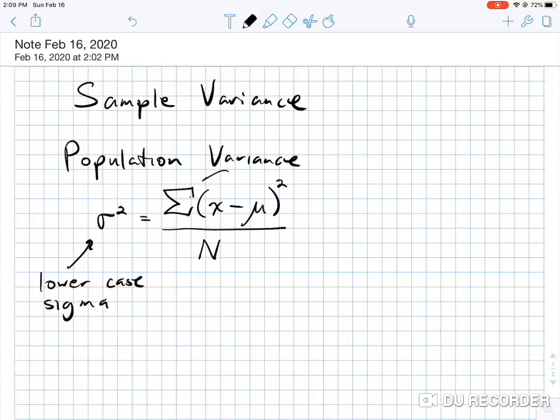Now, as we know, uppercase sigma is summation. So you take your values, you add up all your values. Of course, you come up with a sum or some number after you add up all your numbers. So that's summation, but that is what you call uppercase sigma. Now here you have what we call deviations.